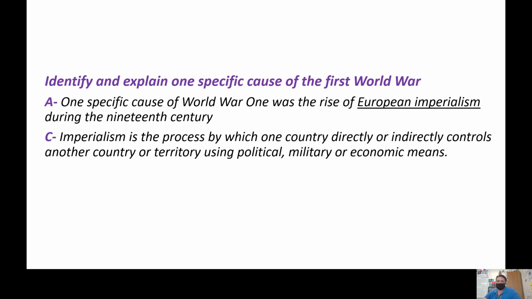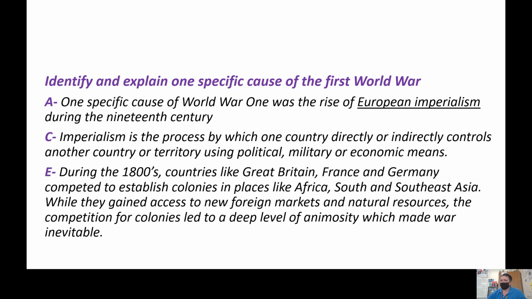Imperialism is the process by which one country directly or indirectly controls another country or territory using political, military, or economic means. That works. That probably, honestly, is enough to get you the points. But you want to put more. If you know more, put more. You don't want to go insane. You don't want to write an essay, but try to bring up some more details. Just in case I'm on the fence, or if you're on the AP test and the grader's on the fence, it's that last part that really seals the deal. So give me a little bit more detail.